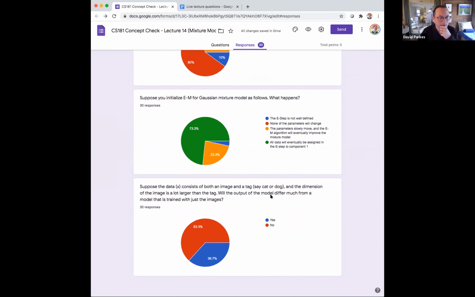The last question, suppose the data consists of both an image and a tag, say cat or dog, and the dimension of the image is a lot larger than the tag. Will the output of the model differ much from a model that's trained just with the images? No, because it's trying to maximize the likelihoods and that one feature is not getting any more attention than all of the other features that represent the image. So no is the right answer there.